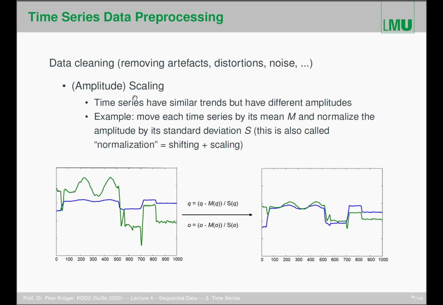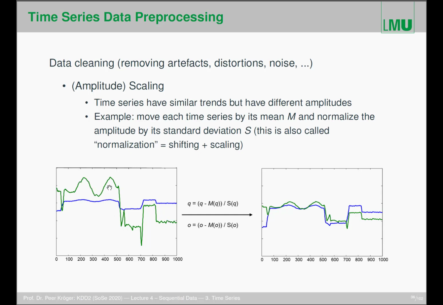You can also very often have time series that have similar trends but different amplitudes. In German it's Ausschläge. So you see it here. They have similar trends. It's going down and then up, and then down again, up and down. And the same here, a little down and then up, and then down and then up and down.